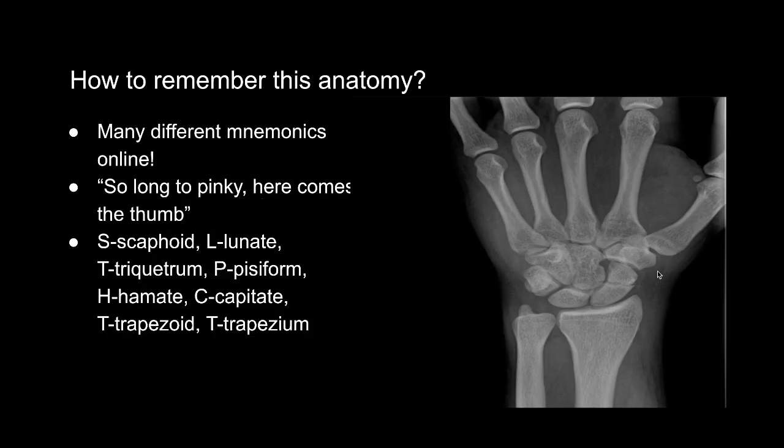And so it comes in this order. So this is the scaphoid right here. So this is the S, then the lunate, then the triquetrum, then the pisiform, and then the hamate right there, then the capitate, then the trapezoid right here, and then the trapezium. And so that's just a good way to remember the order of things. So definitely one worth remembering for anatomy classes and all that stuff.